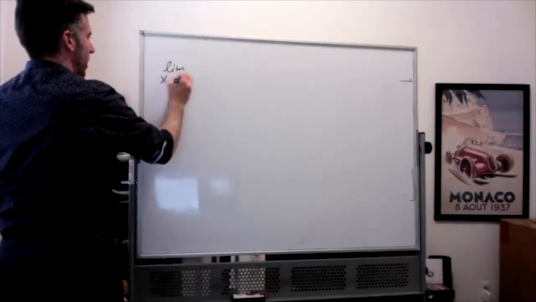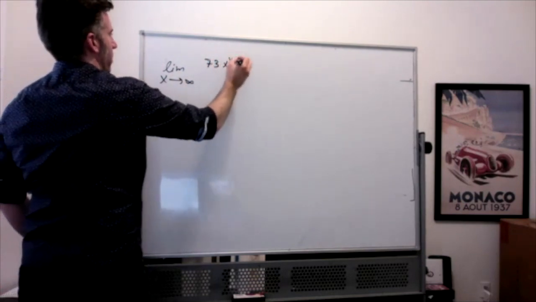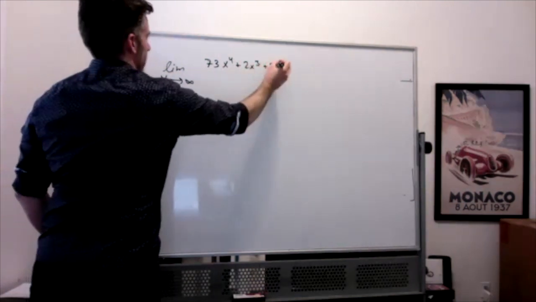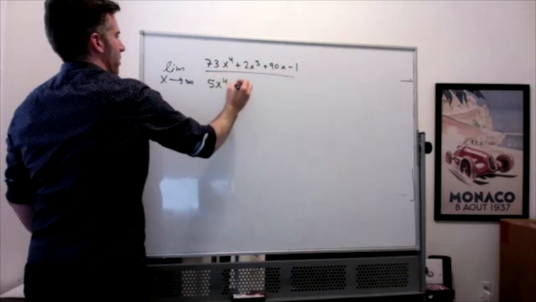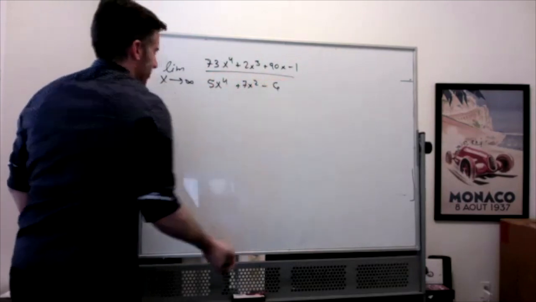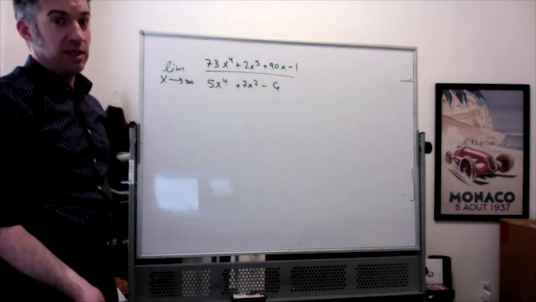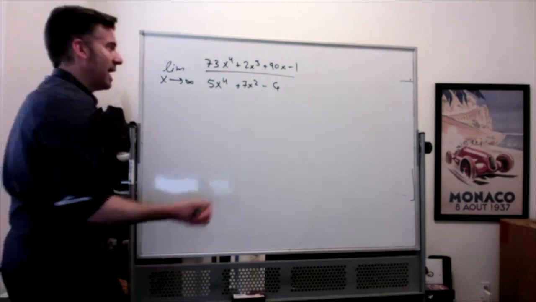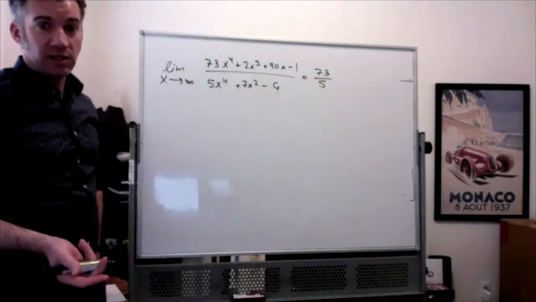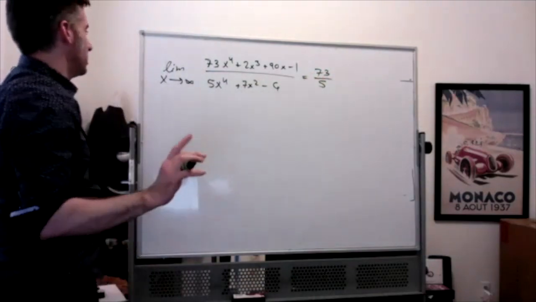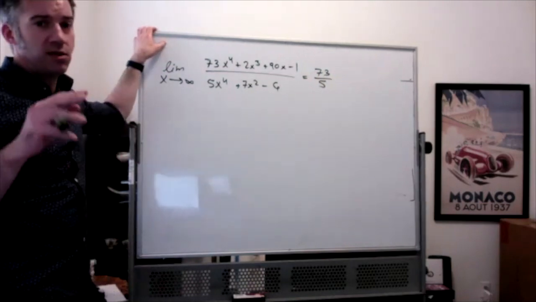Anybody? The limit as x goes to infinity of 73x to the 4th plus 2x cubed plus 90x minus 1 over 5x to the 4th plus 7x squared minus 6. Can anybody tell me what this limit is? The answer should be yes. Everyone should be able to tell me exactly. It's 73/5. The reason it's 73/5 is because, yes, we'll get there. There are like 3 ways you can do this.